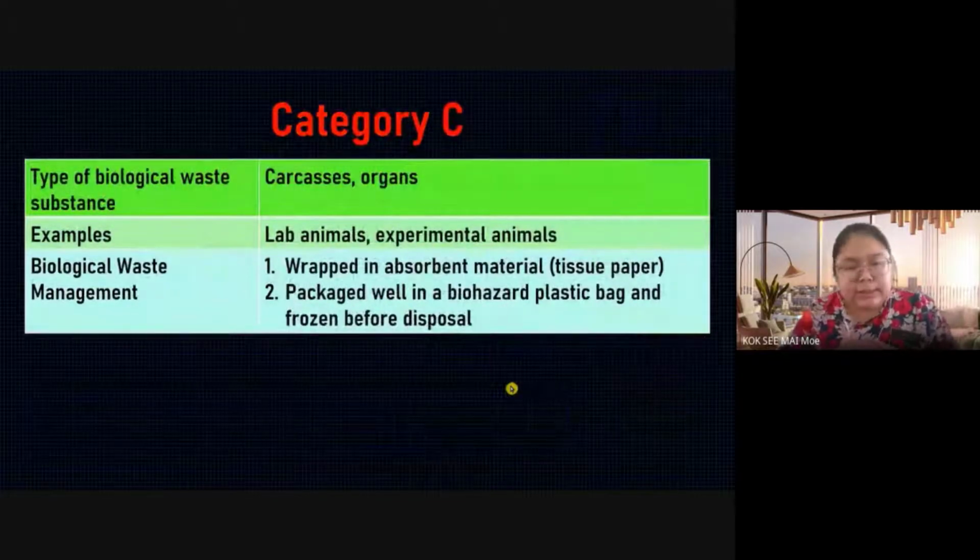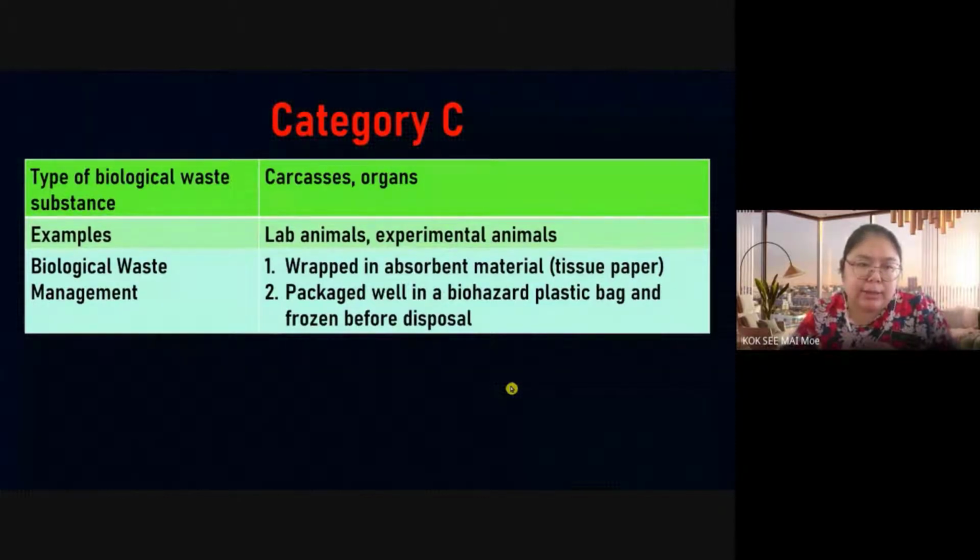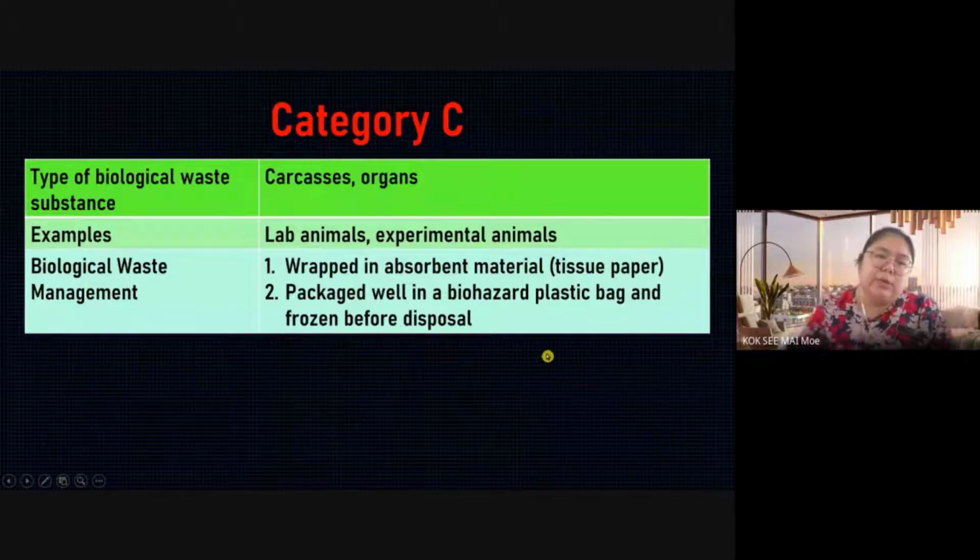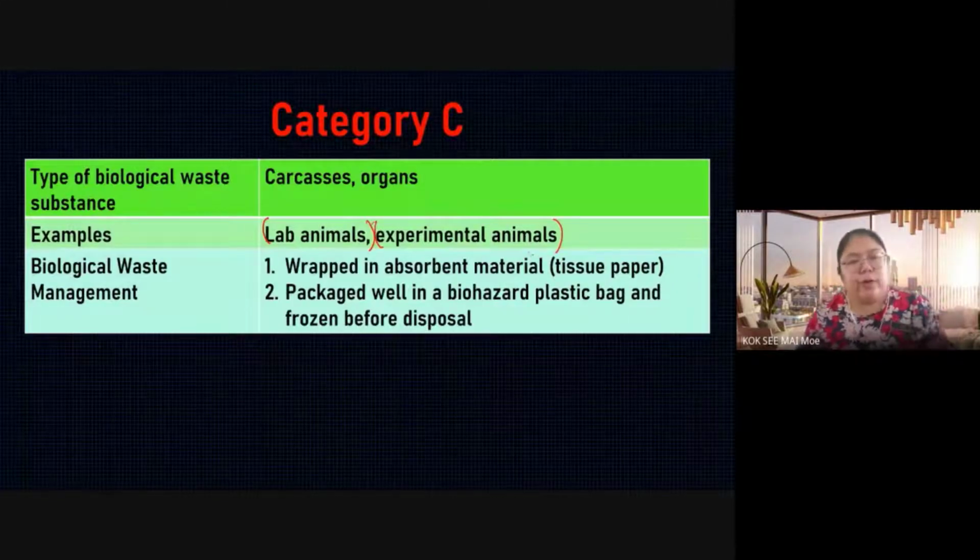Okay, category C. There are carcasses and also organs. Dead bodies. So from here we can see what happened. An example is a lab animal. You do the experiment of cutting the animal, experimenting on animals. So from here you need to wrap. You must wrap first, don't open and throw. So we need to wrap in absorbent material, for example a tissue or something, or a plastic bag. You need to wrap it.